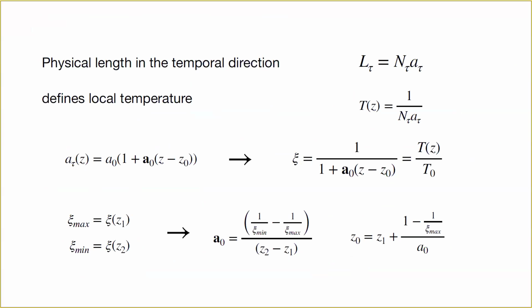So, physics lens in the temporal direction. This one, we discussed in the beginning: what the meaning of this imaginary time is and how it's related to the temperature. And this defines the local temperature, since A depends on Z. Then we have this definition of the temperature on the lattice.